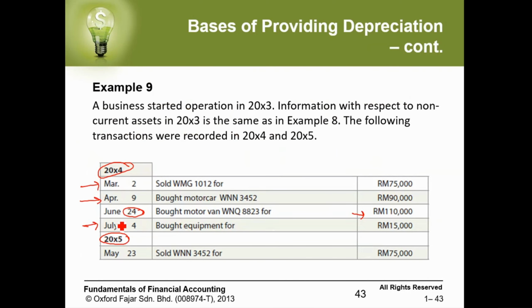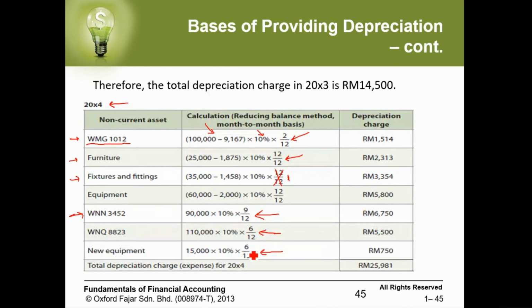You can notice that whether we bought the asset on 24th of June or 4th of July, we keep taking 6 months. Because of the policy of this company, when you hold the asset for less than 15 days of the month, the month will not be counted. So this is the depreciation in the year 2014.